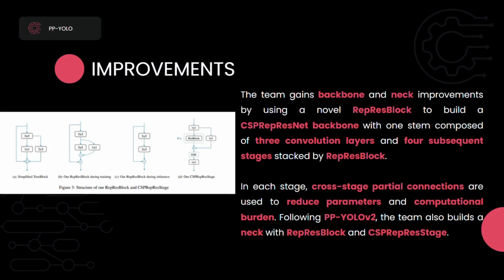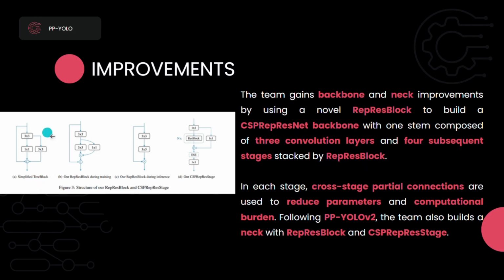One of the major improvements, which is considered to be novel, is the new RepRes block that they introduced in the backbone and neck of the network to build what is known as a CSP RepResNet backbone with one stem composed of 3 convolution layers and 4 subsequent stages stacked by RepRes blocks.